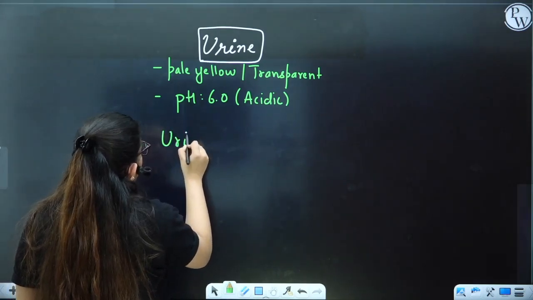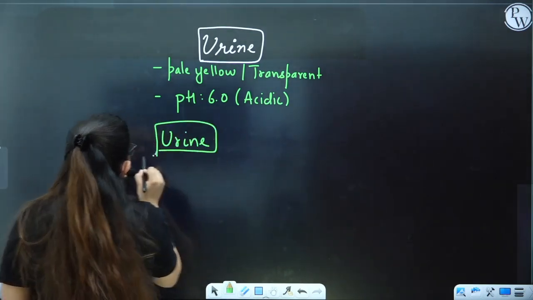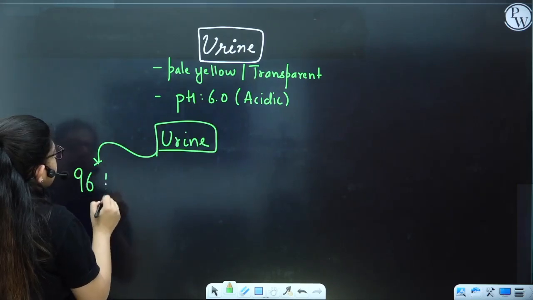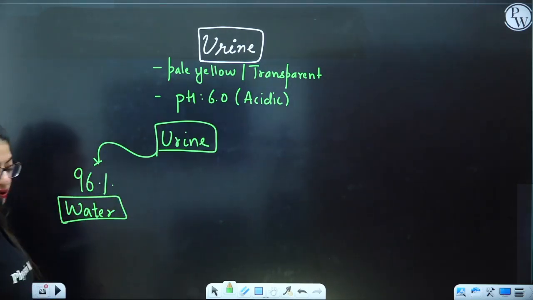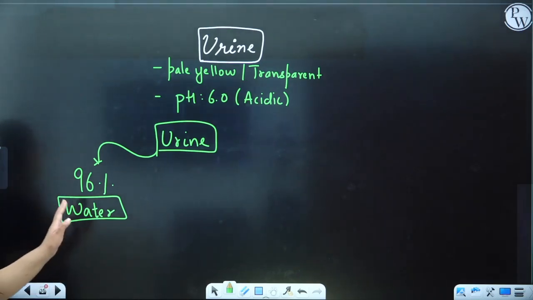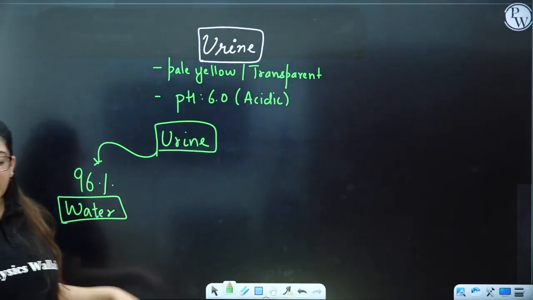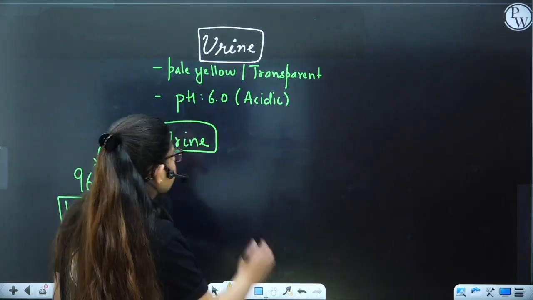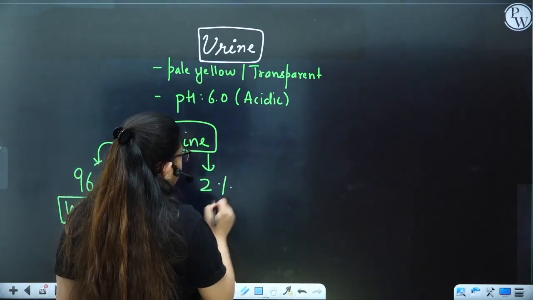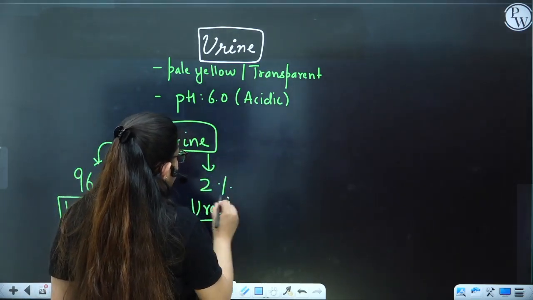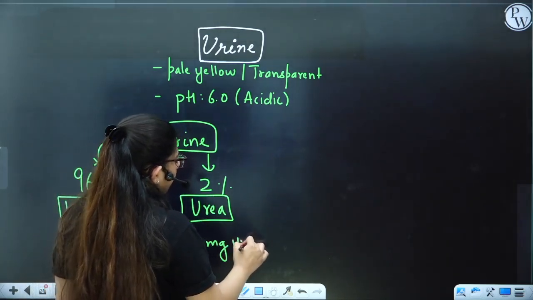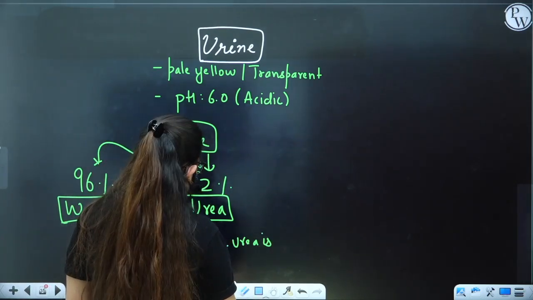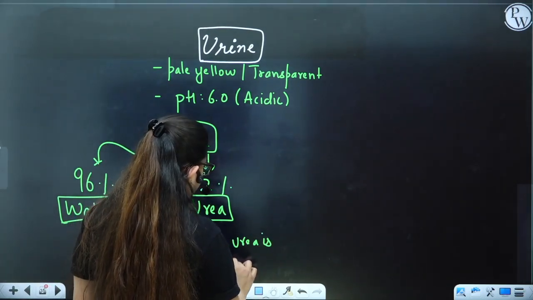In urine, what we have is, still we have 96% water. That's why it's liquid in state. So 96% is water in the urine, whereas 2% is urea. So how much urea is excreted per day? 25 to 30 milligram urea is excreted per day. I think we also have done the question before.